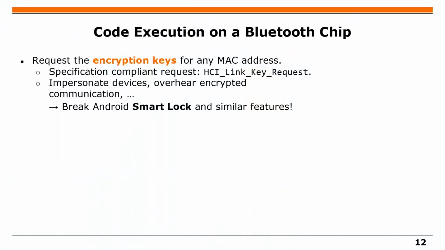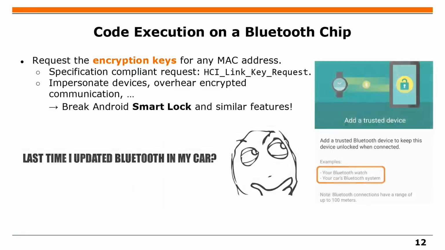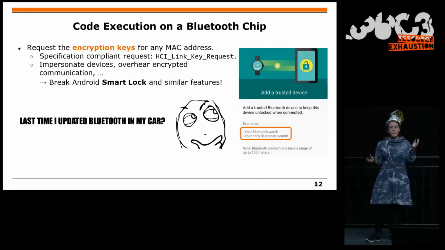So whenever you have code execution on the chip, it means you can get all the encryption keys, not just of the active connection, and then break everything that is a trusted connection by this key, and that even breaks features like the Android Smart Lock. Android Smart Lock is the thing where you can unlock your Android smartphone if you have a trusted device, and you might add this for your car, because it's nice in your car to have your audio and your navigation and everything without a locked smartphone.